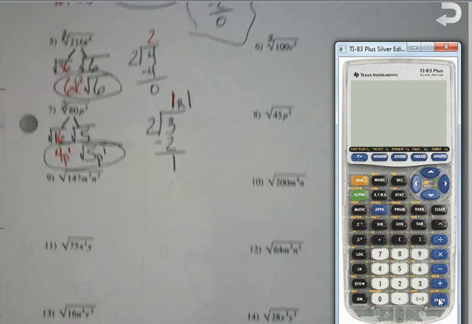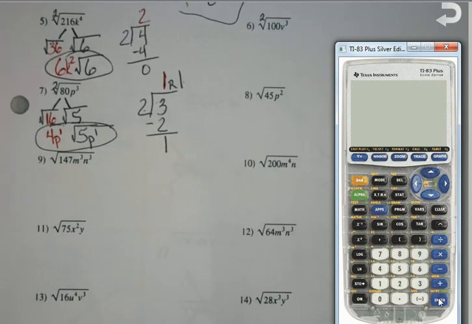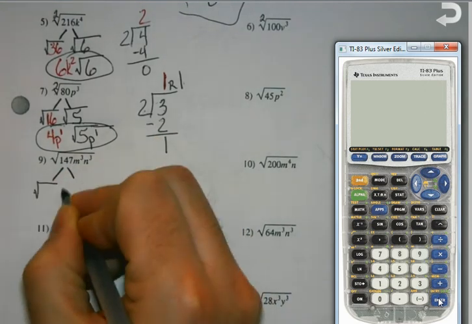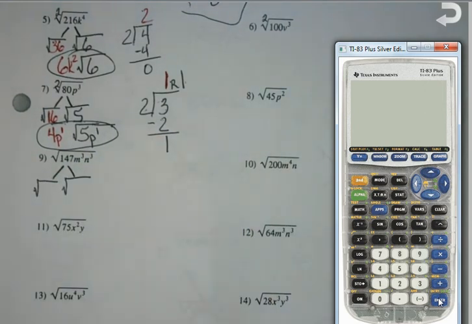Now, when I get up to 9, okay, now we're getting 2 variables. So, 147, I need help.